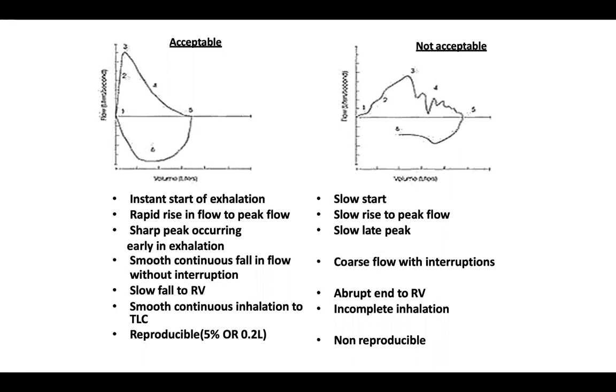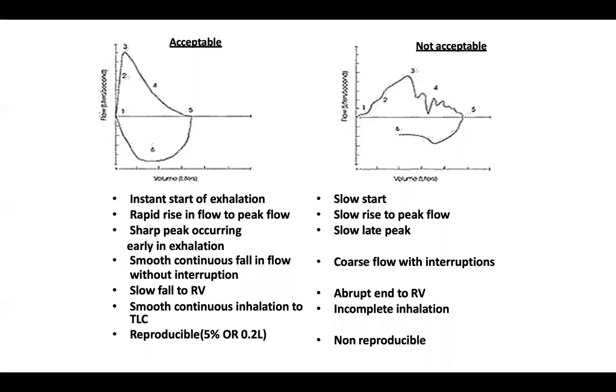So these are the different types of curves. Which one is acceptable and which is not acceptable? The acceptable curve will have an instant start of exhalation. There is a rapid rising flow to peak flow, a sharp peak occurring early in exhalation. So there will be a smooth continuous fall in flow without interruption, a slow fall to RV and smooth continuous inhalation to TLC. And it is reproducible, usually within 5% or 0.2 liters.